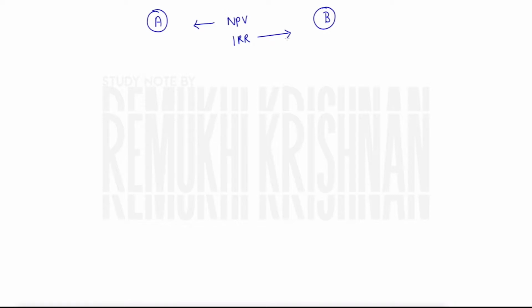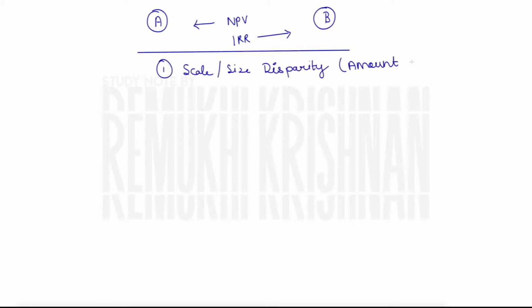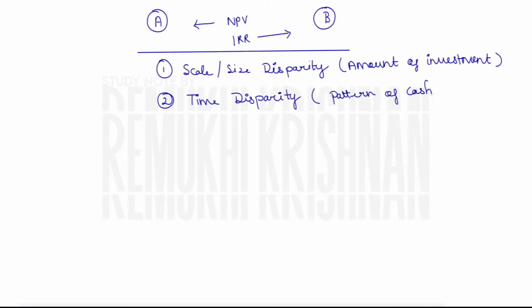So there is this conflict between these two. So why does this conflict happen? This conflict happens due to three scenarios, okay? The first scenario is scale or size disparity, which is nothing but the difference in their amount of investment. The second is time disparity. It is when the pattern of the cash flow differs. And finally, there is this thing called life disparity. That is, the life of the project itself differs.